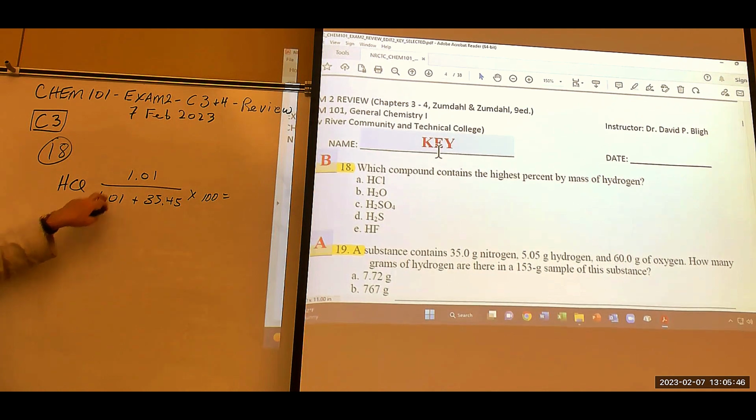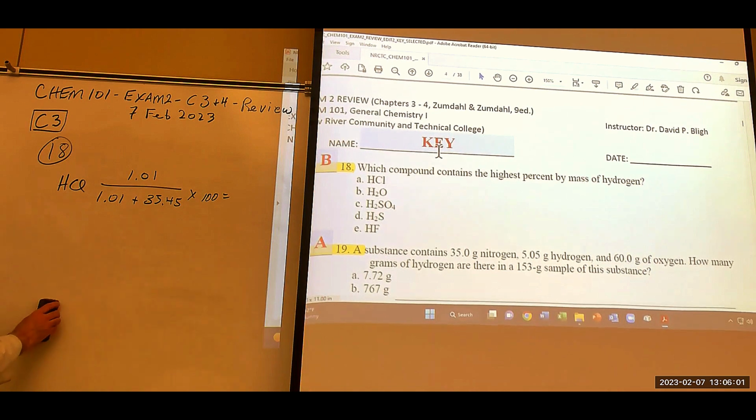If you have 1 hydrogen, you can use 1.01. If you have 2 hydrogens, it's 2.02 and 2.02. All right, and then just follow in Ford's footsteps and compare, and you should come out with water as the highest percentage of hydrogen.